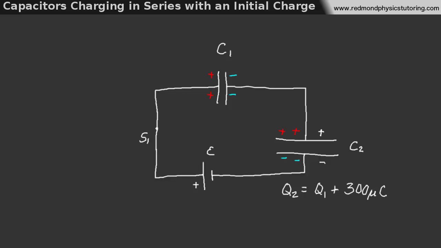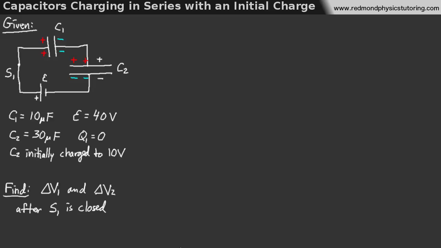Now, the EMF will continue driving a current until the total voltage across both capacitors is equal to the EMF at 40 volts. And we can express this algebraically as EMF is equal to delta V1 plus delta V2. Now, knowing that Q equals C delta V, we can express delta V as Q over C. And substituting into this equation, we get the EMF is Q1F over C1 plus Q2F over C2.